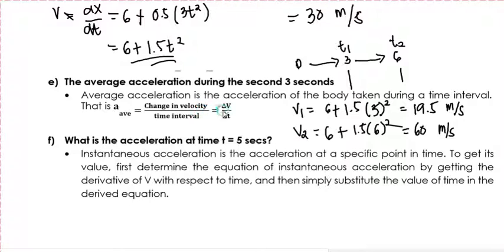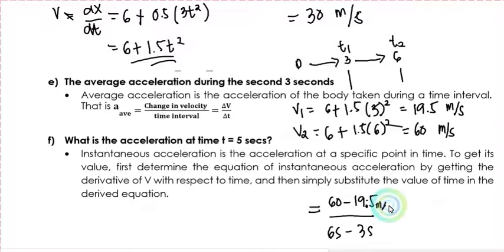So we can now find the change in velocity or the delta V, which is equal to V2 minus V1. So we have 60 minus 19.5 all over the change in time. Our time changed from 6 seconds to 3 seconds, so minus 3 seconds. So this one is in meters per second.